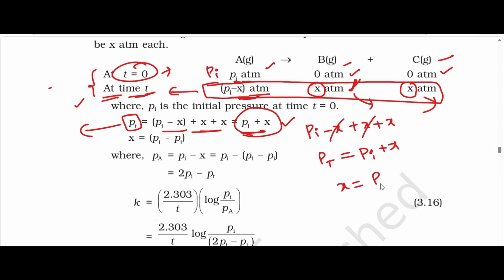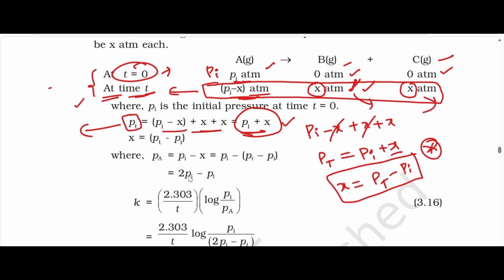X is the pressure obtained after some time. That means I would like to calculate X. Therefore X is equal to Pt minus Pi. Please note this down, this is very important. So we can calculate X by the total pressure minus the initial pressure. Clear?